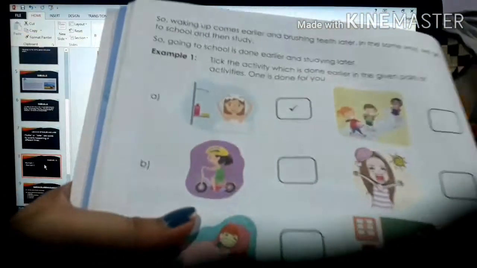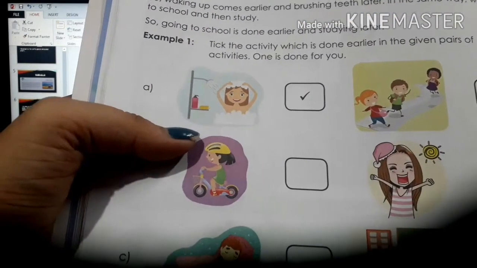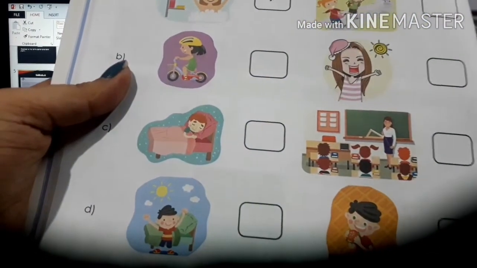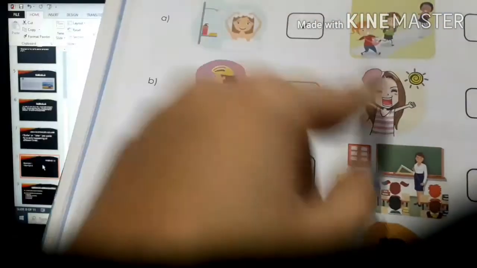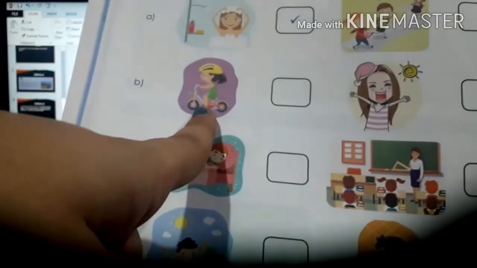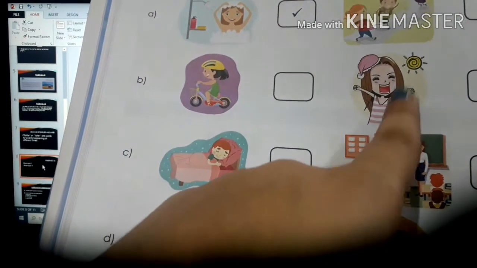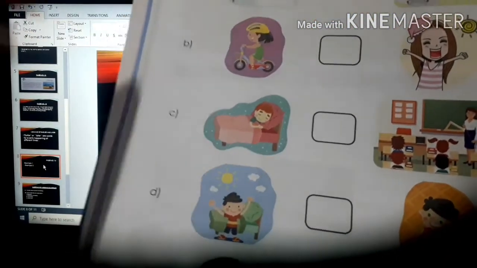Example 1, children. Take out page number 14 of your book. Tick the activities which are done earlier in the given pairs of activities. Okay. One is done for you. So you have to choose which activity is done earlier. Earlier means before. Rising in the morning or cycling, children, what do we do first? Rising in the morning, right? So this is earlier. So you can tick here. This is how you have to do all, and you will try yourself.